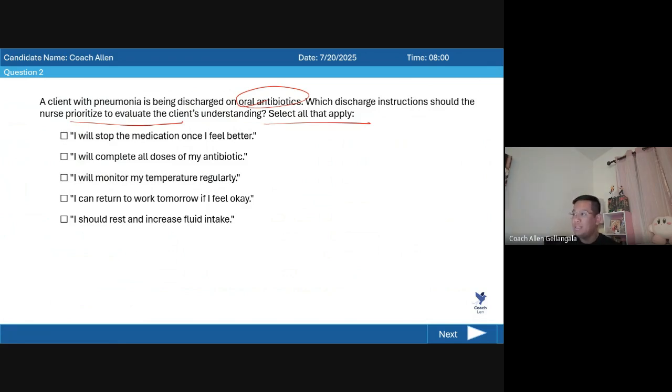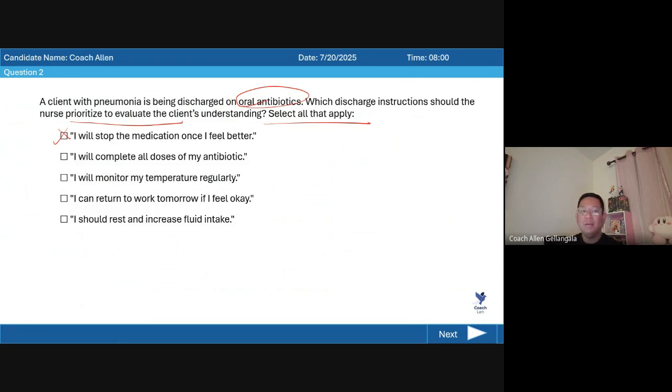And where is this coming from? This is coming from the fact that you are not taking antibiotics effectively. So any form of oral antibiotic, we make sure that we take it effectively. So if your patient says, "Hey, I'm feeling good, I'll just stop it," is that an opportunity for teaching? It is. It is an opportunity for teaching.